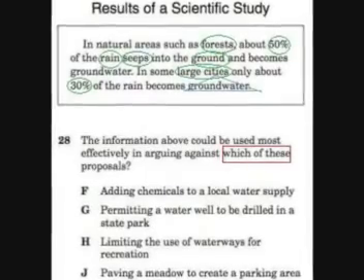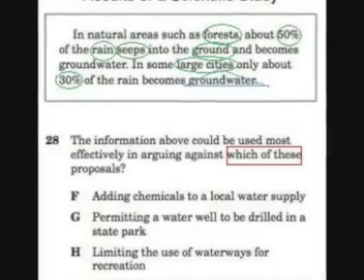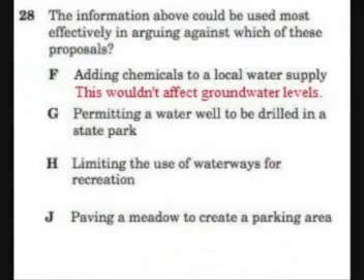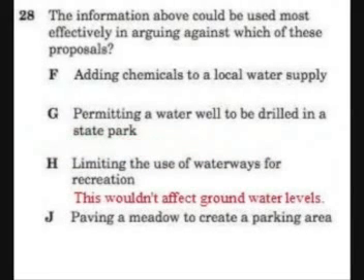Looking at the important elements of the problem, I see the question is really asking me which of the actions would cause a decline in groundwater levels. Well, adding chemicals to a local water supply wouldn't affect groundwater levels, so F is not the right answer. Drilling a water well in a state park is opposite to the solution. We need to do less construction to get more groundwater. Like F, G, or limiting the use of waterways for recreation would not affect the amount of rainfall that's absorbed into the land. Therefore, we can rule it out.